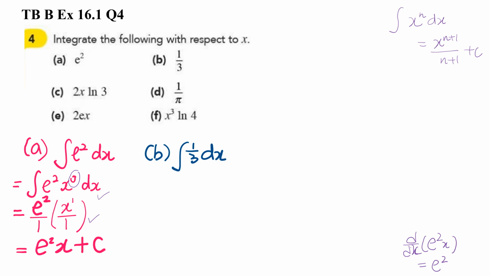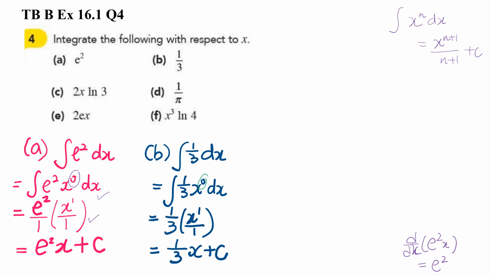You can write 1/3 as 1/3 times x to the power of 0, and then this 0 plus 1 gives you x to the power 1 over 1. So it's 1/3 times x to the power 1 over 1, right? But if you think of it as a reverse process, you don't have to go through all these steps. You'll very quickly tell me that yes, the integration of 1/3 dx is just 1/3 x plus c. Okay, let's look at part c.